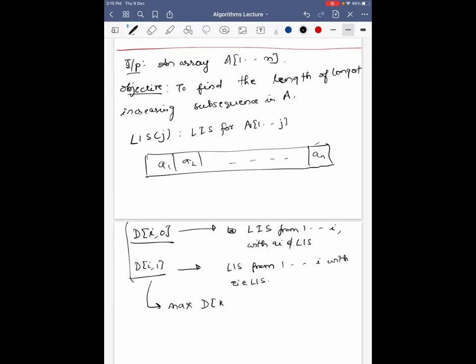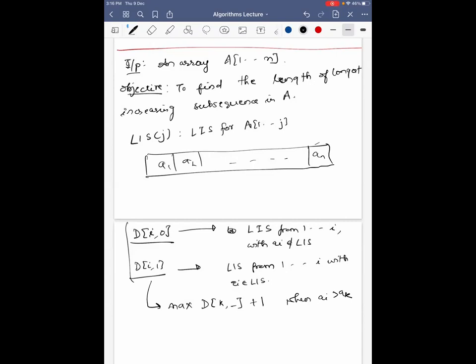If I'm not wrong, what you're trying to say is that you take the maximum of DK, comma, something plus 1, whenever AI is bigger than AK. Is this what you're trying to say? Yes, sir.